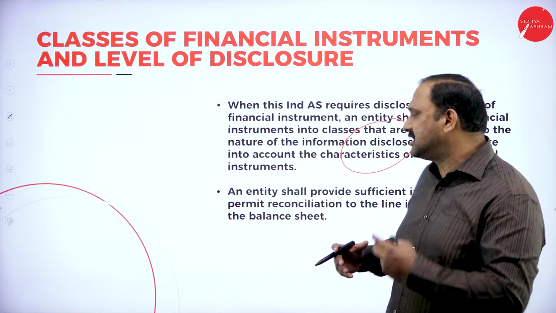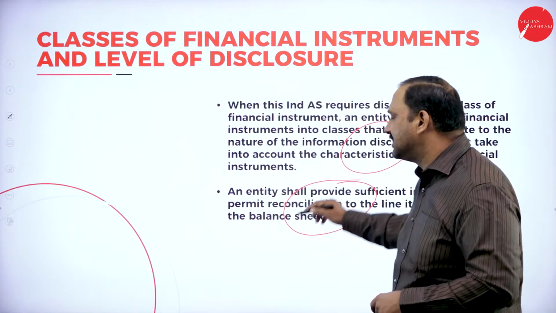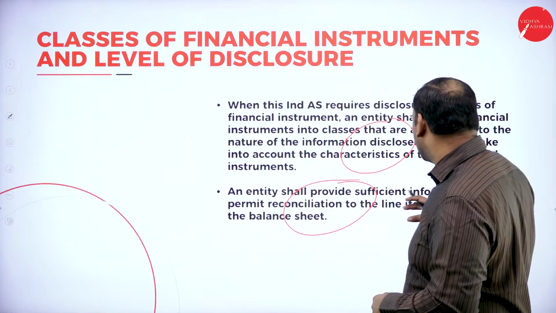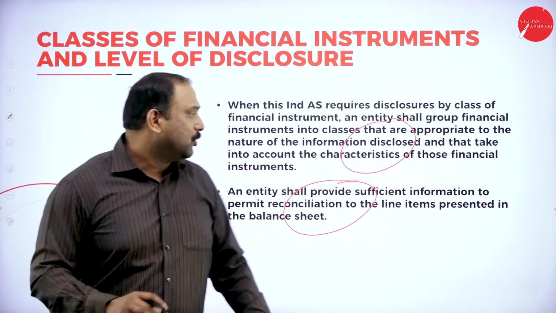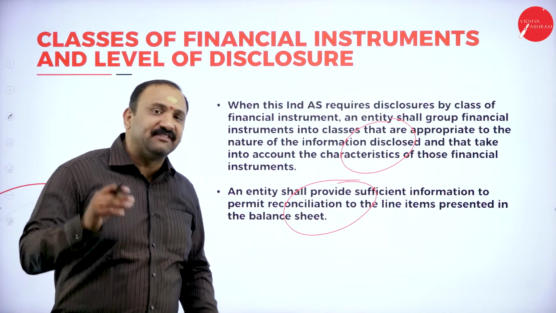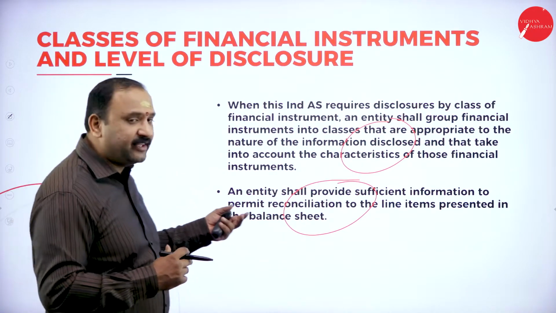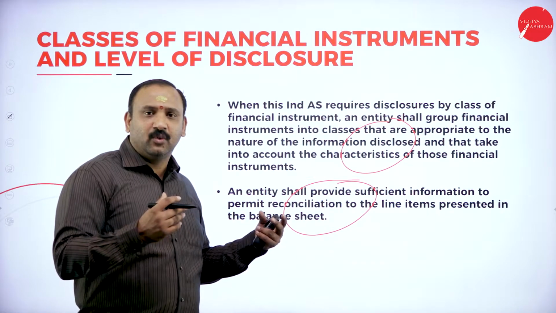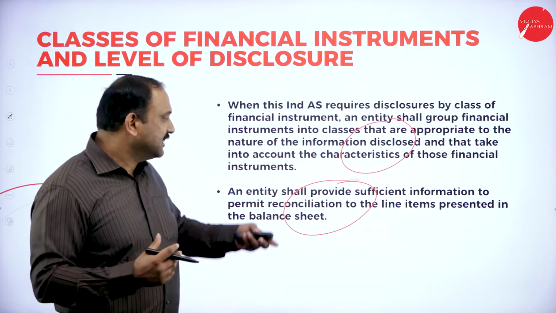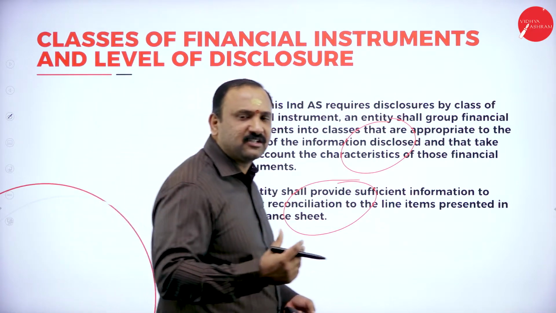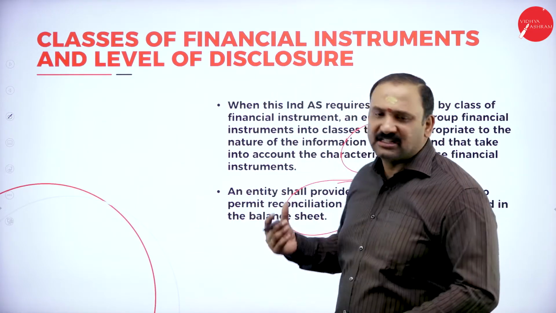So we are going to acknowledge the same first, and then the entity shall also provide sufficient information that permits reconciliation to the line items presented in the balance sheet. So that's also very, very important for all of us. Why? Because an entity shall provide sufficient information. So it has to tell very, very clearly what the various factors have been, where we have been in terms of understanding the growth aspects, the reconciliation, and all those factors, because these all matter a lot in terms of understanding the levels of disclosure.